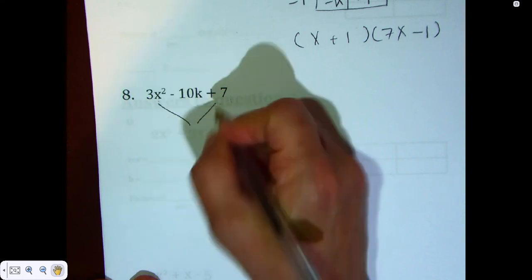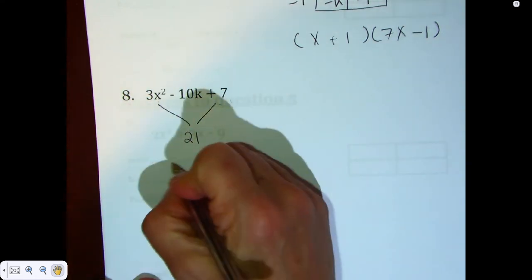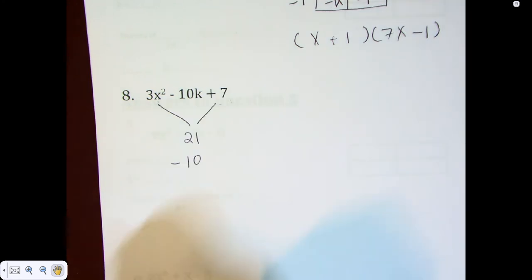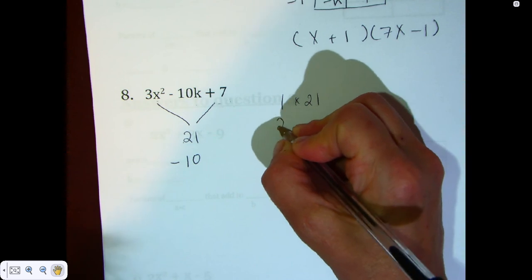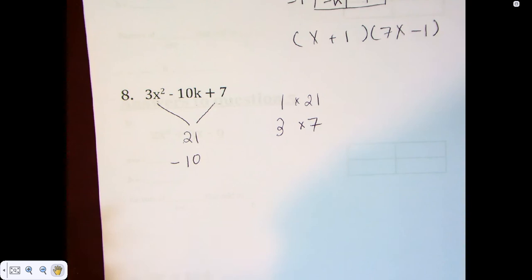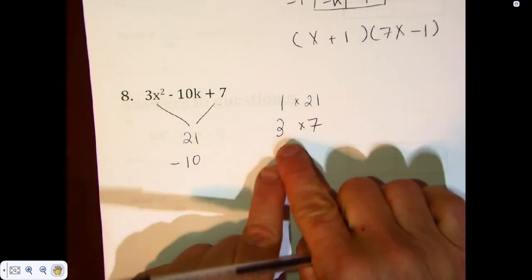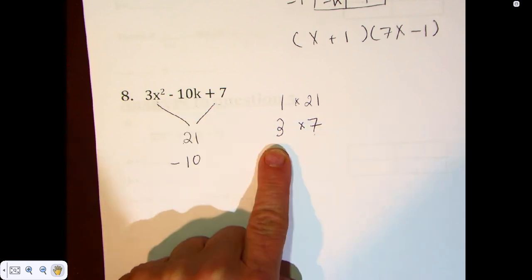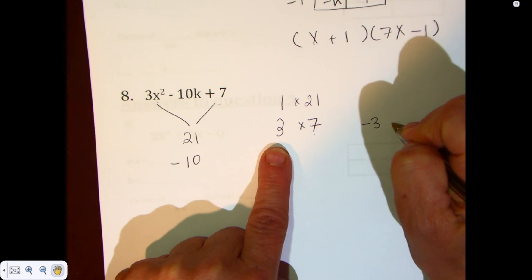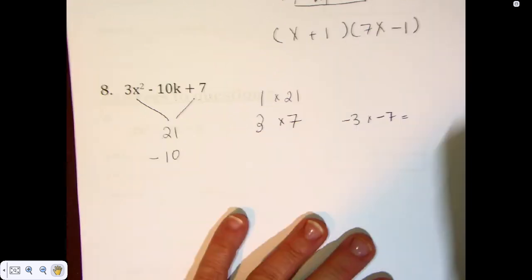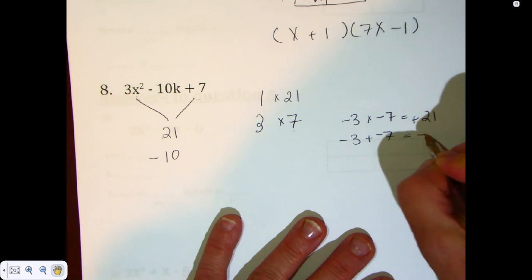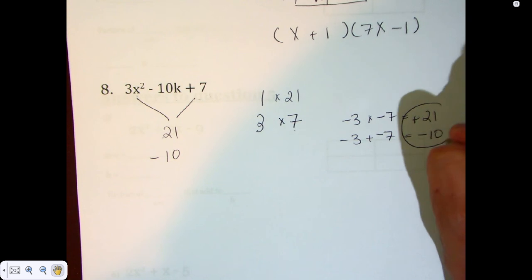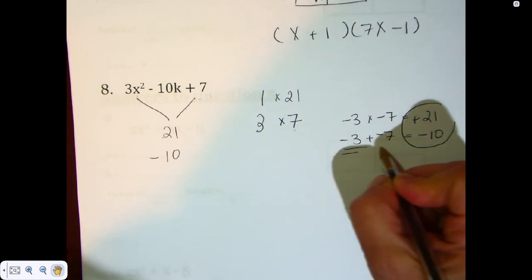I'm going to go A times C is 21. I need two numbers that multiply to 21 and add to -10. The multiples of 21 are 1 times 21, 3 times 7. There are no other multiples or factors. Of course, 3 plus 7 is equal to 10, but we're looking for -10. But -3 multiplied by -7 is also equal to +21, and -3 plus -7 is equal to -10. So our factors are going to be -3 and -7.